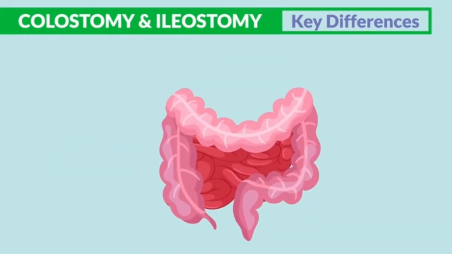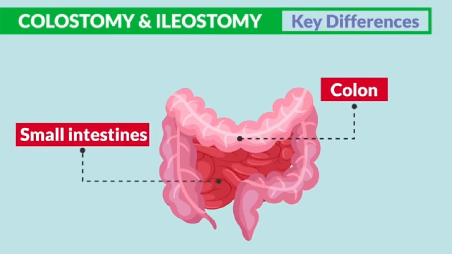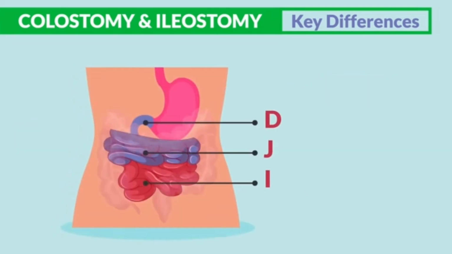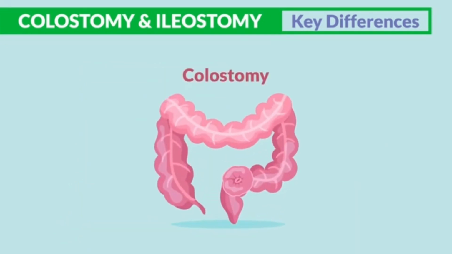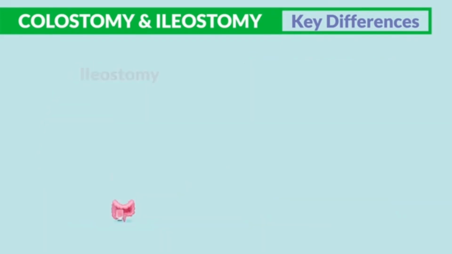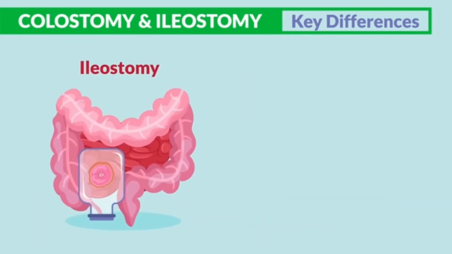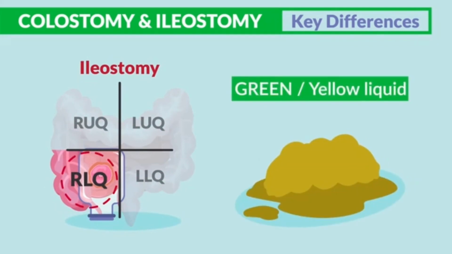So looking at our chart here, we see the anatomy of the large intestine called the colon. And we have three parts to the small intestine. DJI. D for duodenum, J for jejunum, and I is for ileum. So in a colostomy, we have an opening in the colon, so we have brown feces that is firm. And in an ileostomy, we have an opening in the ileum of the right lower quadrant.